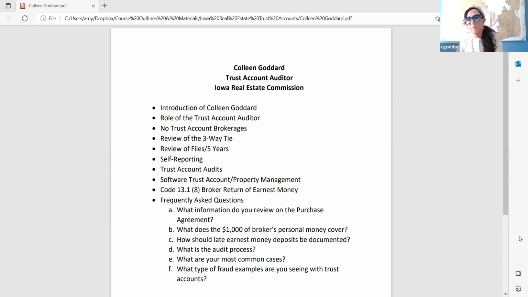Okay, perfect. I think we probably already talked about the audit process enough already. But I like to throw that one in there because I know that was a big one, and I think we hit it pretty well. Any common cases? You mentioned insurance being a really big audit issue.